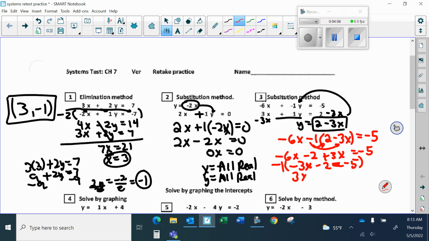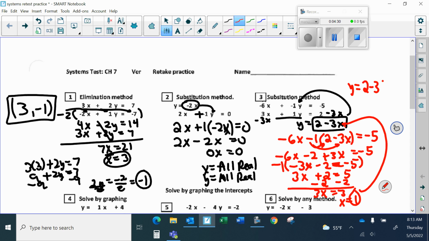So now I have 3x plus 2 equals 5. Subtract the 2 across. 3x equals 3. So divide by 3 on both sides, and you get x equals 1. So I have x equals 1. Substitute that right into there. And I have y equals 2 minus 3 times 1. So y equals 2 minus 3, which is -1. So that answer is 1, -1, the point of intersection.